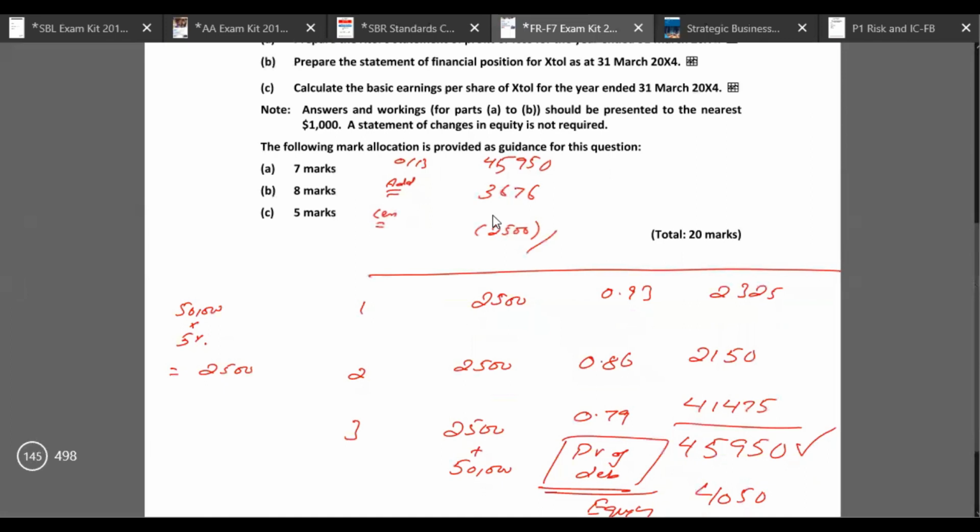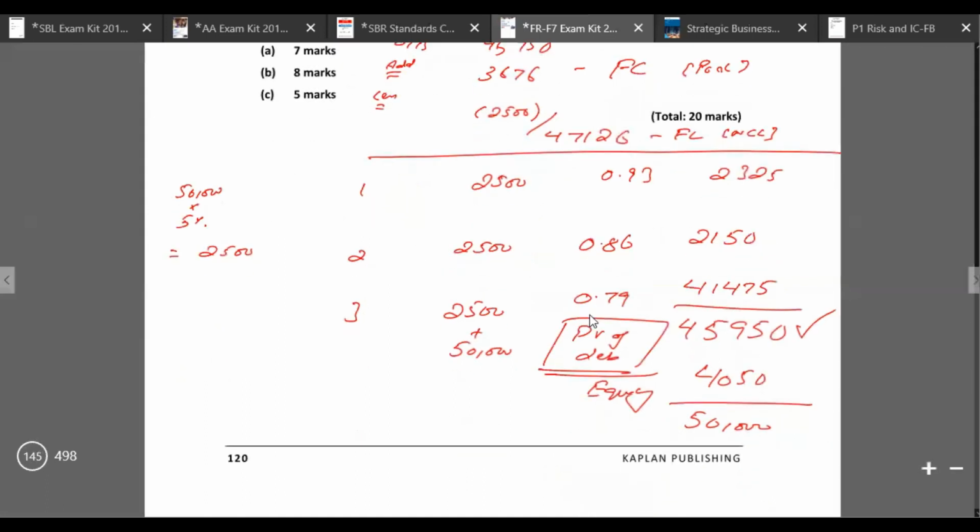So 4,590 plus 3,676 minus 2,500, it gives you 4,7,126. So this 4,7,126 is actually the financial liability in the non-current liability, and this 3,676 is the finance cost in the profit or loss, and this 4,050 is your equity in the other components of equity.